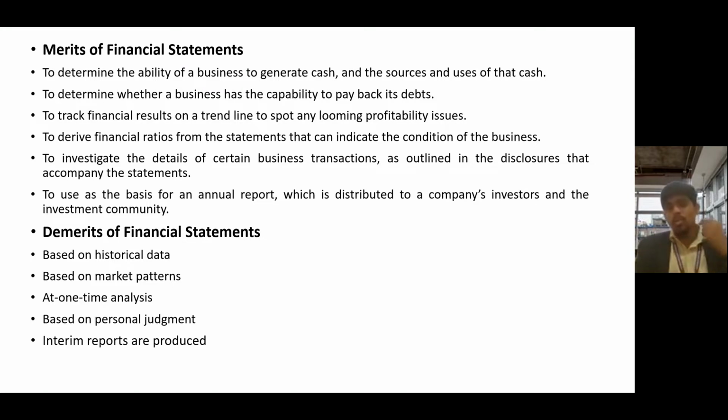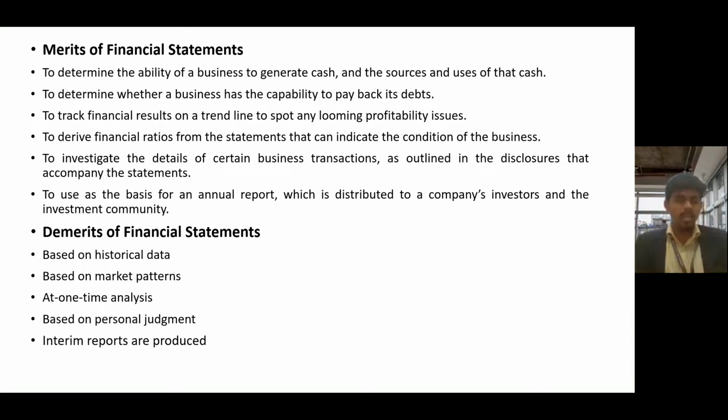So we can attract more investment in our business, and we can achieve more and more success in the business. Okay, so these are the merits of financial statements. Next come the demerits of financial statements. So what do the demerits of financial statements mean?